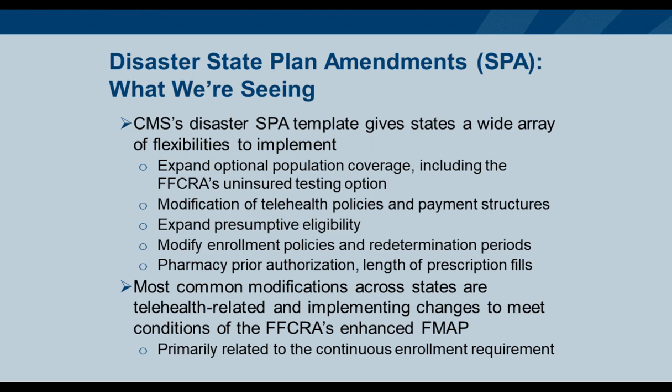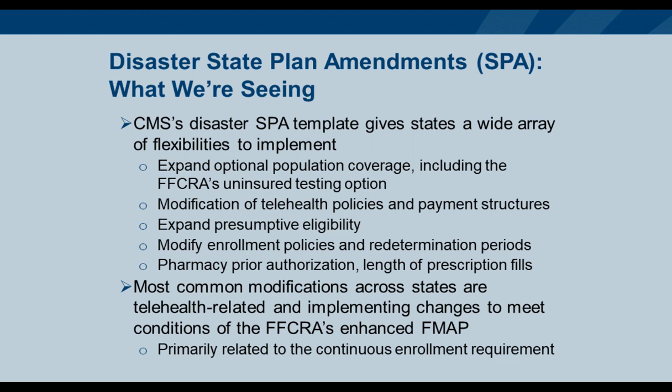We're seeing a lot of modification of telehealth policies and payment structures to support telehealth, and expansion of presumptive eligibility, such that a hospital may be able to determine an individual in their hospital presumptively eligible for Medicaid on the basis of being aged, blind, or disabled, which is a change from current rules, or the state is able to expand what types of settings or providers can conduct the presumptive eligibility process. Normally, it would only be something that hospitals can do.